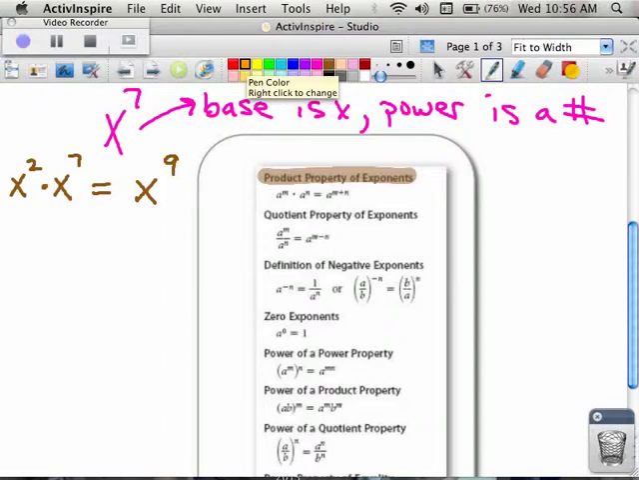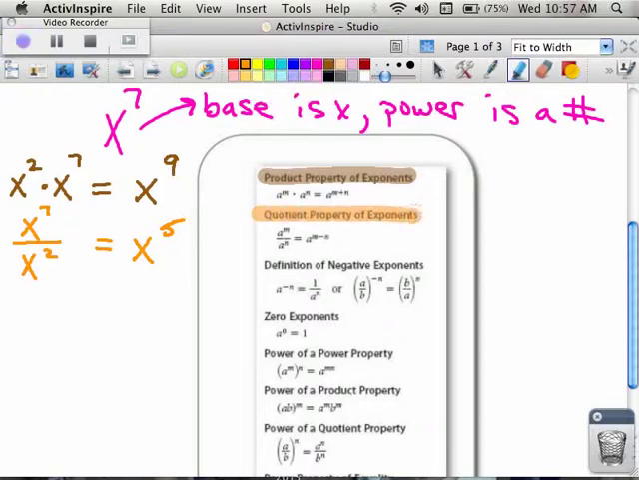The second one is called the quotient. If I do something similar, and I take x to the 7th and divide it by x squared, my answer is x to the 5th power. In other words, I'm subtracting the exponents to get my answer. That's called the quotient power, or the quotient property, either one.